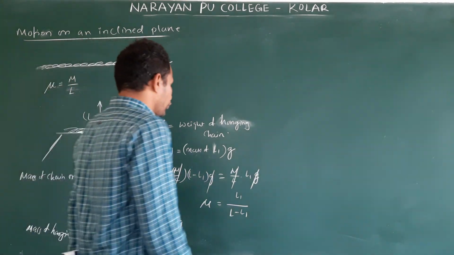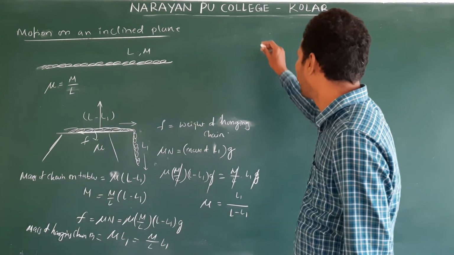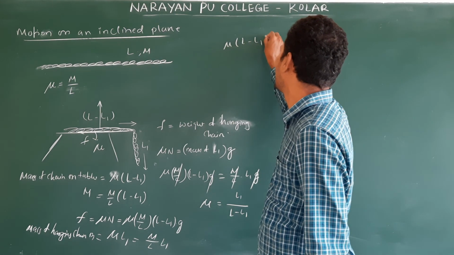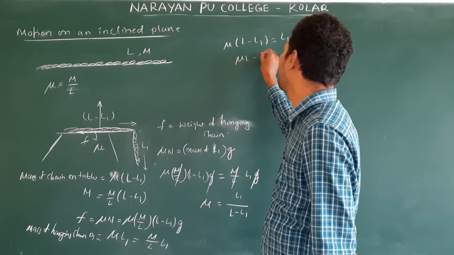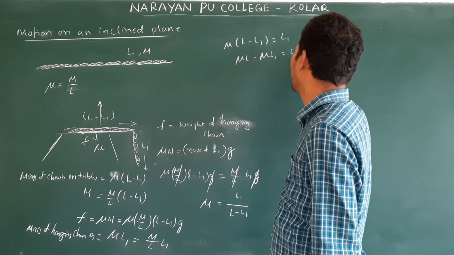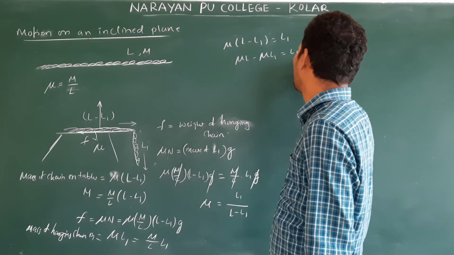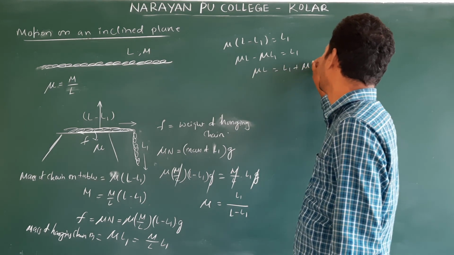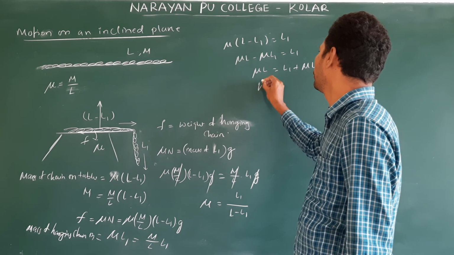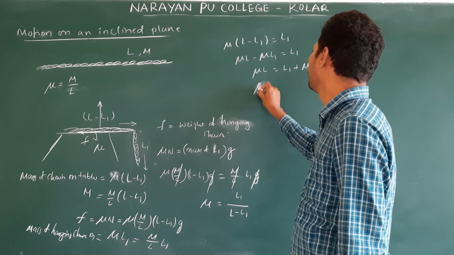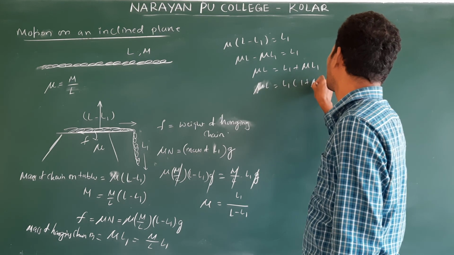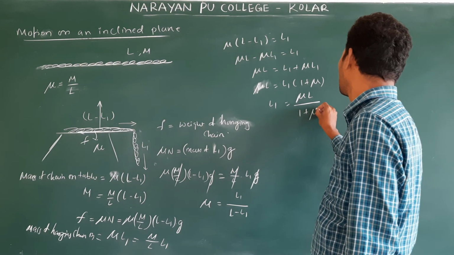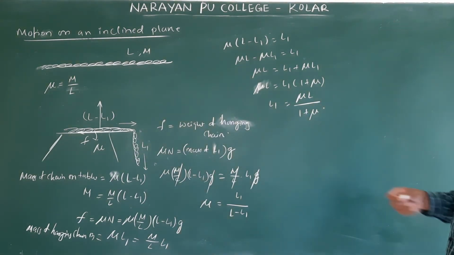So now they are asking for L1. How do you do it? Cross multiply: mu into L minus L1 is equal to L1. So mu L minus mu L1 is equal to L1. They are asking for L1, so take all the L1 terms to one side. Mu L is equal to L1 plus mu L1. So mu L is equal to L1 common, 1 plus mu. Then L1 is equal to mu L by 1 plus mu. This is the correct answer.